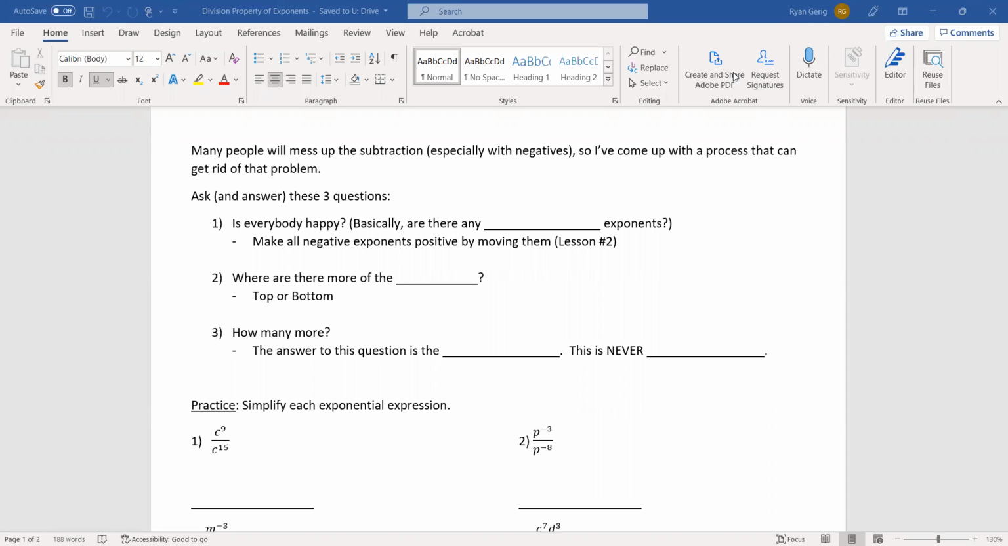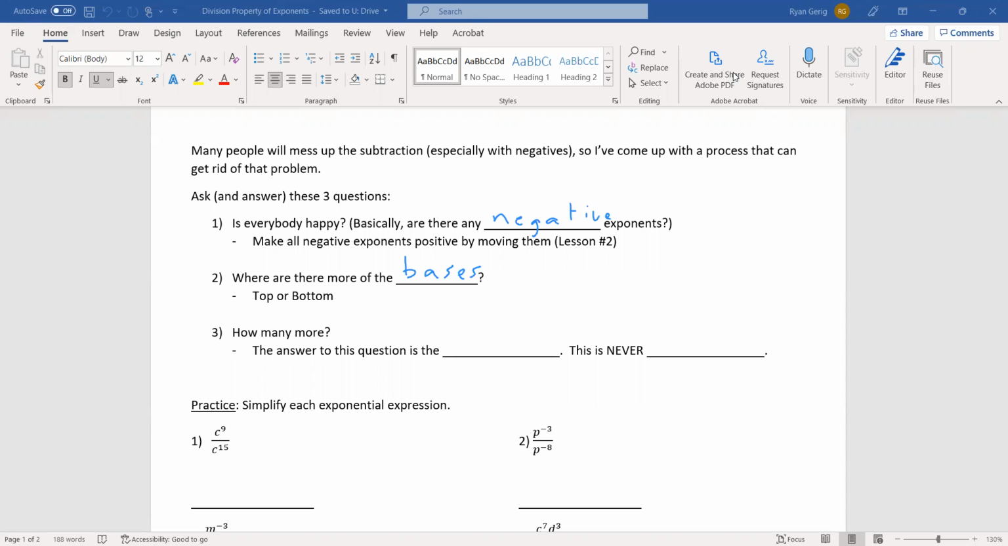You want to ask and answer these 3 questions, and they'll go quick. They're not hard questions. Is everybody happy? Basically, are there any negative exponents? Okay. If there are, you make all the negative exponents positive by moving them. We talked about that for a while. Once you've everything moved, you ask, where are there more of the bases? So whatever the base is, where are there more of them?